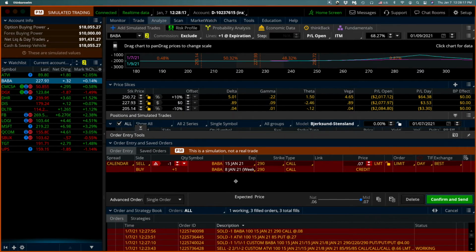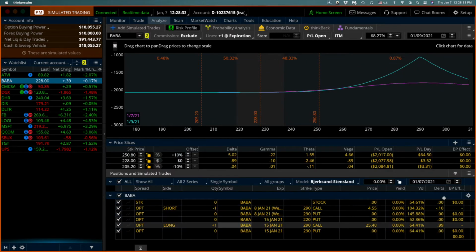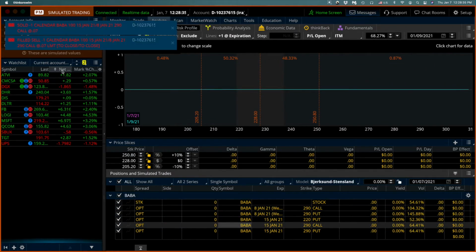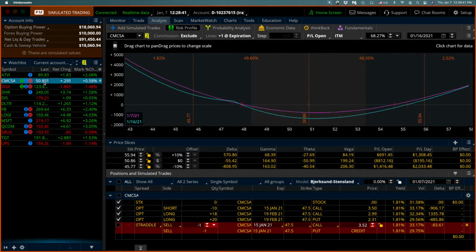Calendar. Really, what we are closing here is the short. We get the 7 cents too. $7. And there it is. We are out of that. Let's move on to CMCSA.